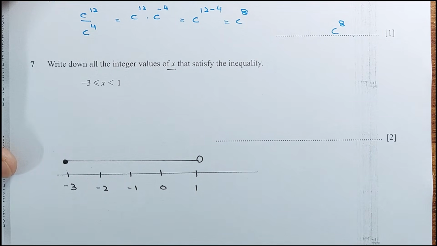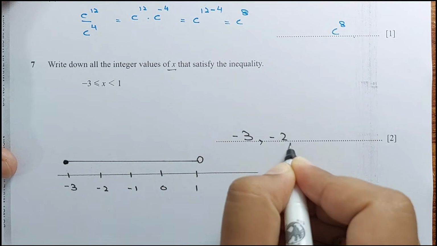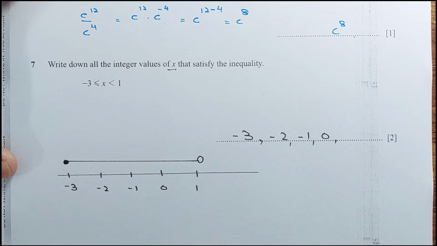Between minus 3 till 1, so what are the integer values? Minus 3 is included, minus 2 is included, minus 1 is included, 0 is included, 1 is not included. So these are the only integer values.